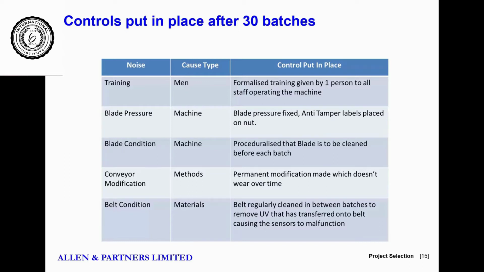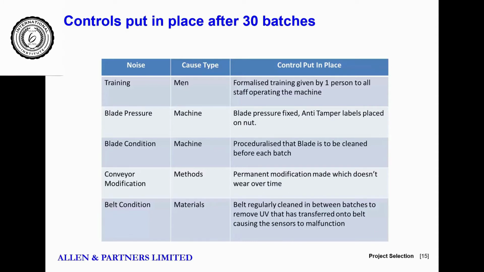We'll concentrate on the 2, 3, and 4 before we look at training. But blade pressure, blade condition. The conveyor modification was to make something permanent that they sort of cobbled together. So the condition of the modification wasn't particularly good, and they had to keep working on it to keep it in good shape. The modification worked, by the way, so they just said, let's do it properly, let's do it permanently.